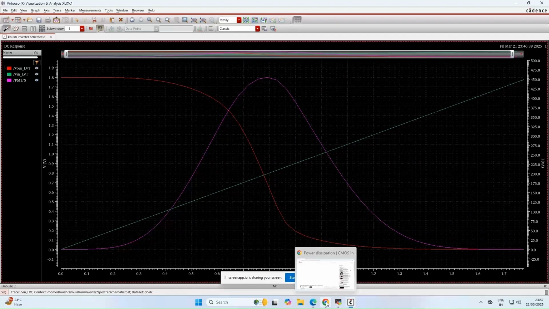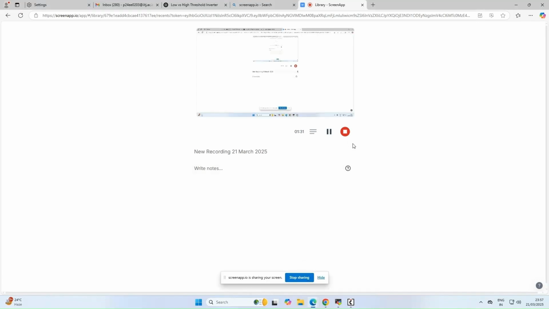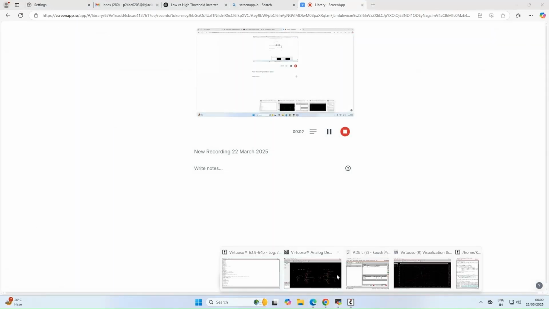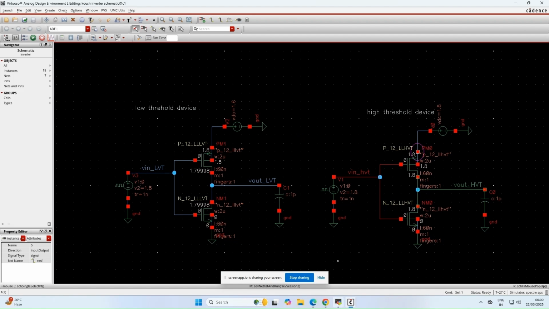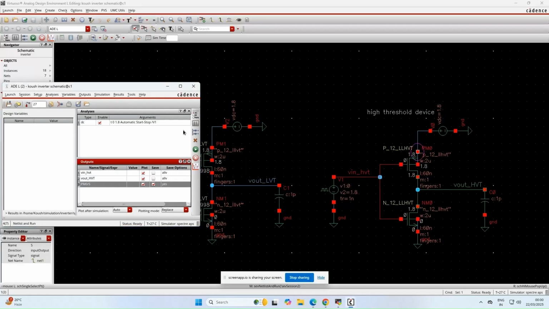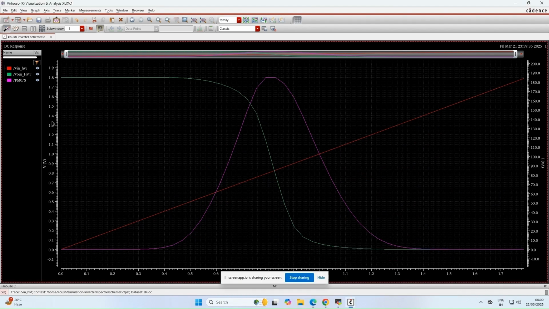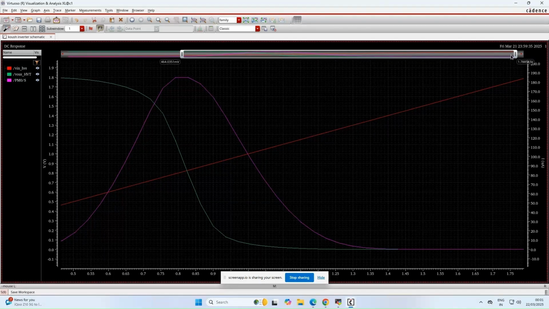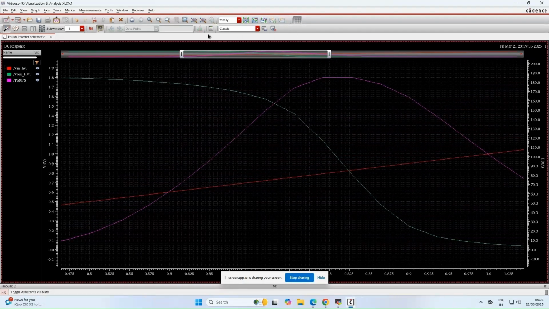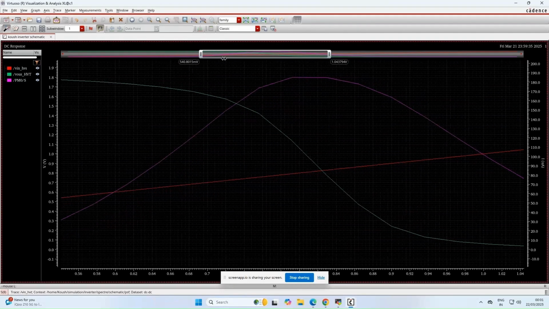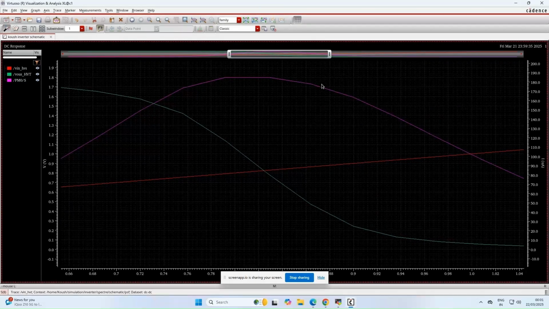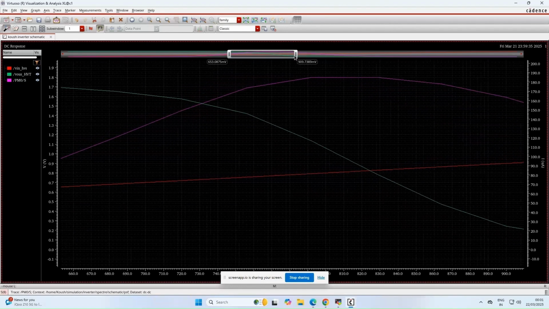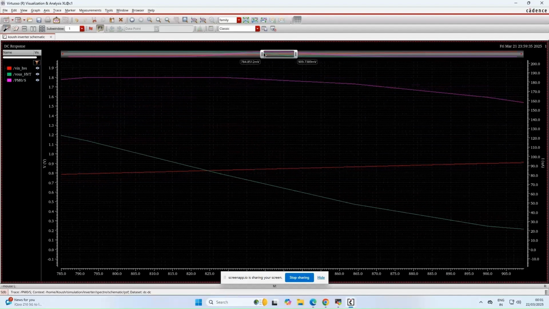So we will repeat this exact DC simulation for the high threshold voltage based CMOS inverter as well. Remember, all other parameters will be exactly the same. So now we will do the DC analysis for this high threshold voltage CMOS inverter. So you can straight away notice there is some change in the shape of the voltage transfer characteristic curves. Also on the right hand side y axis you can see that the current values have reduced to a significantly lower level. We will find out the exact values in just a moment.